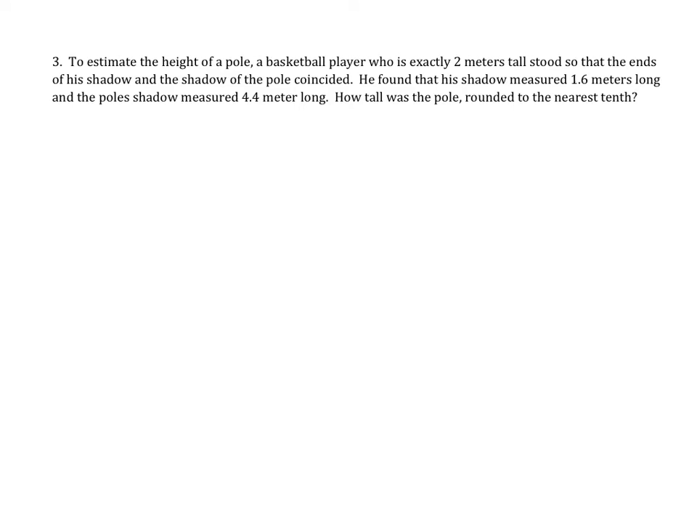All right, we're going to try one last problem together. So here it says, to estimate the height of a pole, a basketball player who is exactly 2 meters tall stood so that the ends of his shadow and the shadow of the pole coincided. He found that his shadow measured 1.6 meters long, and the pole's shadow measured 4.4 meters long. How tall is the pole rounded to the nearest tenth?